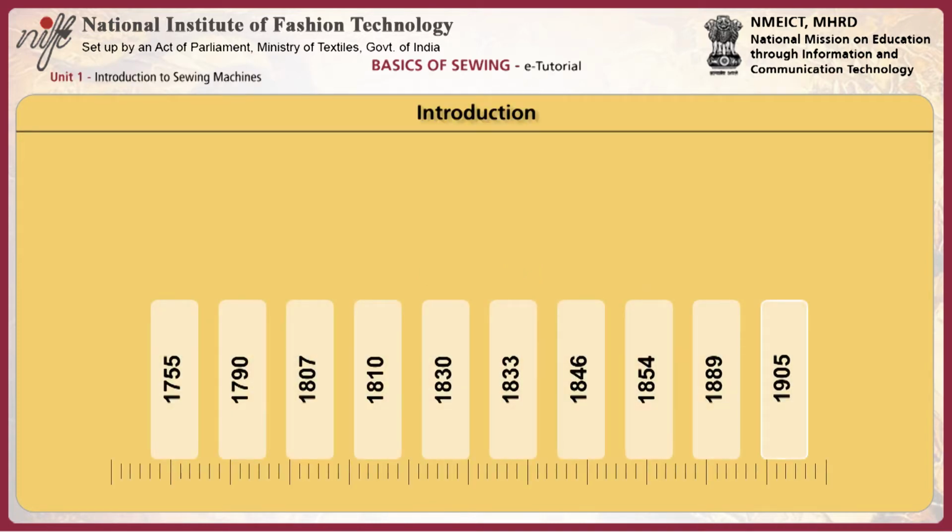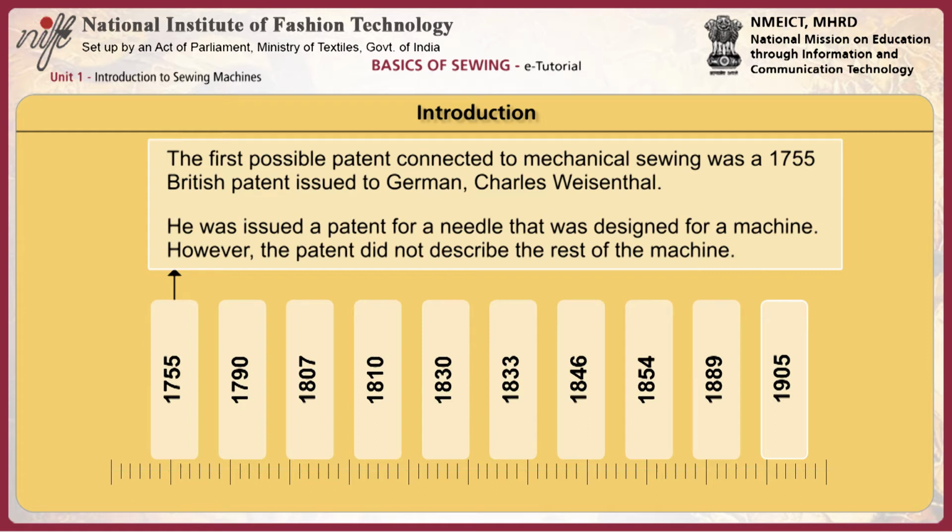The evolution of the sewing machine was a gradual process spanning several decades, where technology kept improving over its earlier models until it reached its present model. Here is a brief of this process. In 1755, the first possible patent connected to mechanical sewing was a British patent issued to the German Charles Wiesenthal. He was issued a patent for a needle that was designed for a machine. However, the patent did not describe the rest of the machine, if one existed.